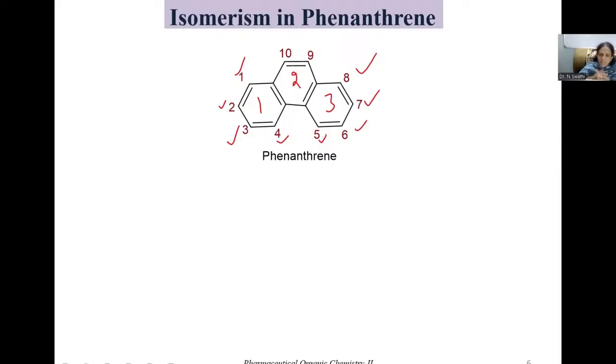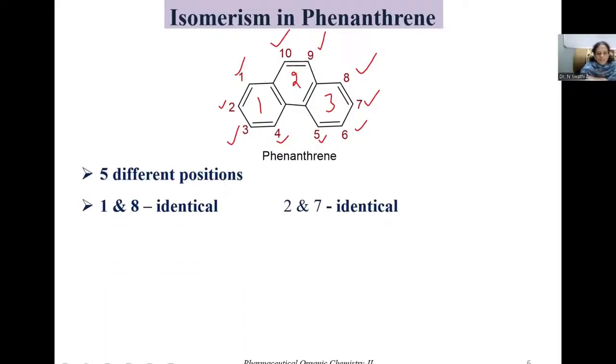Now coming to the second aromatic ring system, position 9 and position 10 are chemically equivalent. That means the hydrogens which are present at 9 and 10 positions are identical. That means overall, in case of phenanthrene, 5 different positions are there. Out of the 10 hydrogens that are present in phenanthrene, they belong to 5 different types. So overall 5 different positions are there.